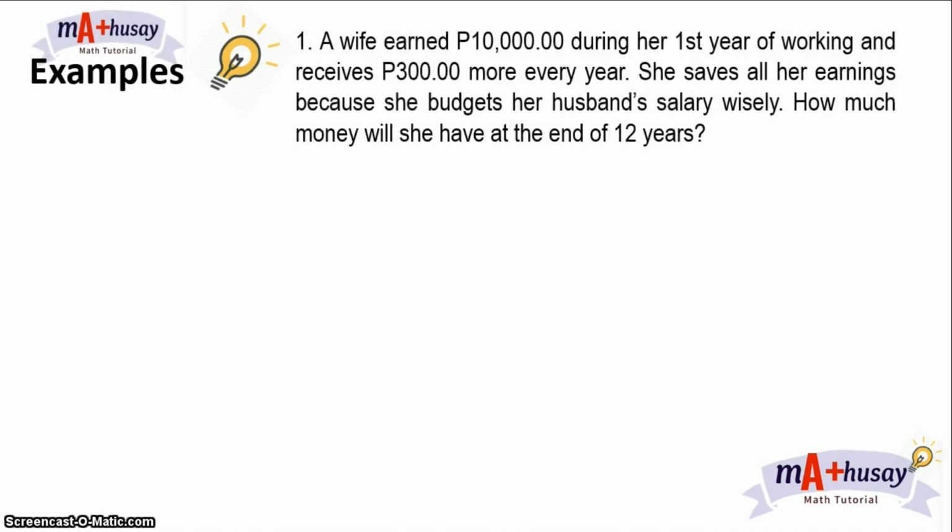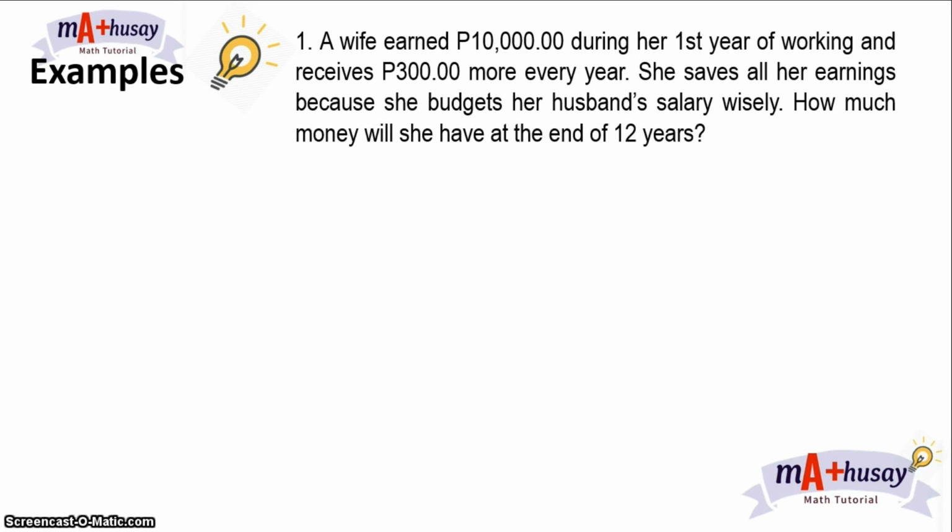Number 1. A wife earned 10,000 pesos during her first year of working and receives 300 pesos more every year. She saves all her earnings because she budgets her husband's salary wisely. How much money will she have at the end of 12 years?